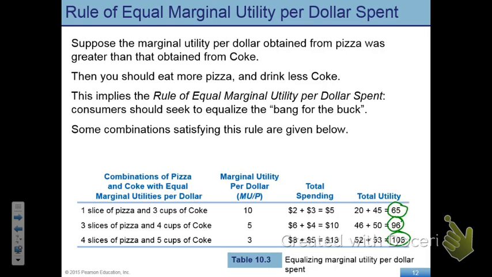So these 3 bundles cost differently. They also give you different levels of satisfaction. Which one are you going to buy? Whatever your budget allows. Absolutely. It's a very simple idea, but it's a very powerful idea. Please do not ignore this.